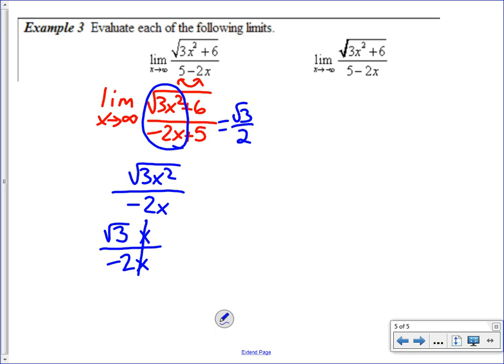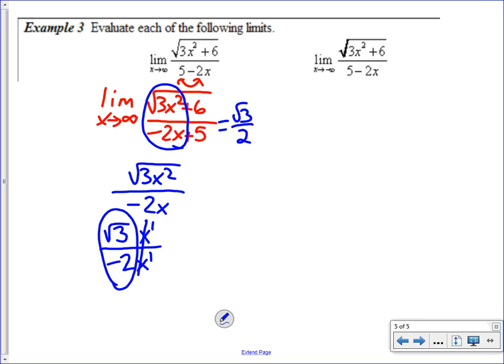Another way you could look at it is we end up with degrees being the same. The degree of the numerator is 1, the degree of the denominator is 1. So if the degrees are the same, you go to the leading coefficients. Now this is kind of a shortcut method, I will tell you, to evaluating these limits, but I personally find it an easier way to do it.